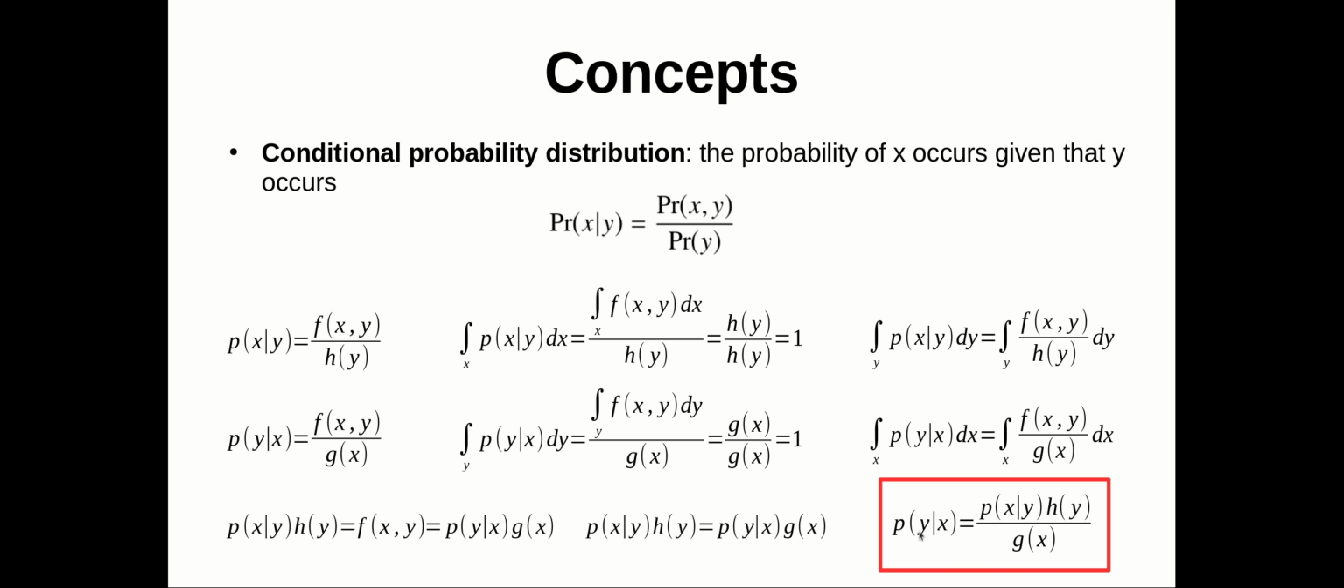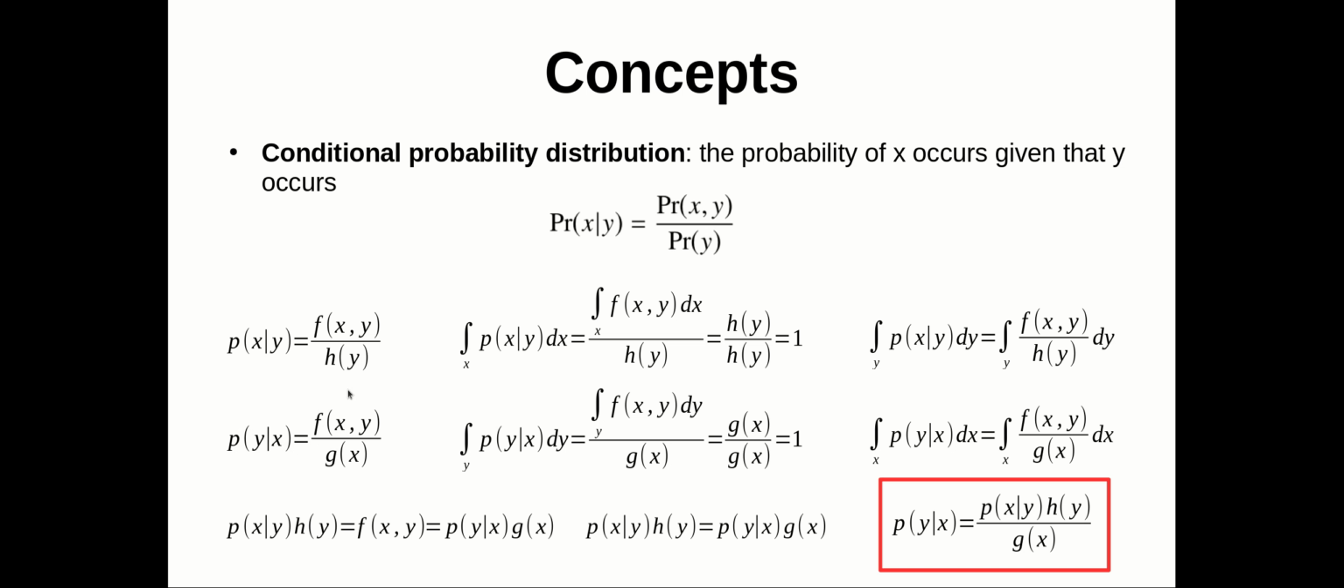So the conditional probability of y conditional on x equals the probability of x conditional on y times the marginal of y divided by the marginal of x, right? So this is purely just a mathematical derivation. It's based upon these two equations, right? The probability of x conditional on y equals the joint probability divided by the marginal of y, right? And then the conditional probability of y conditional on x equals the joint probability divided by the marginal of x, right?